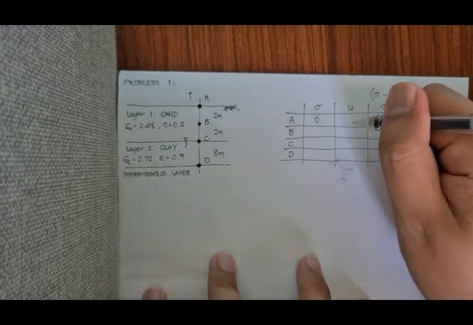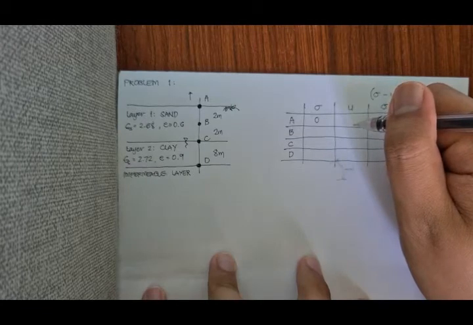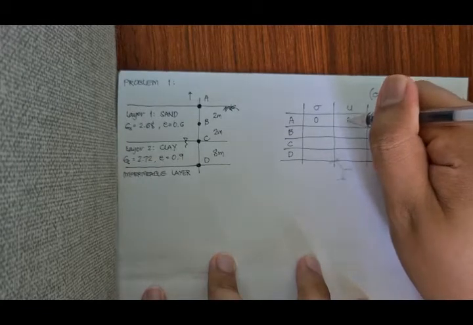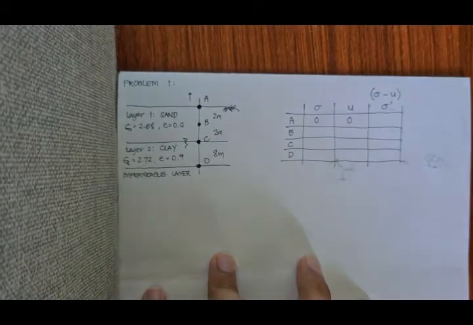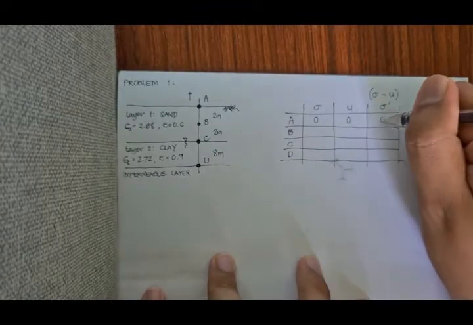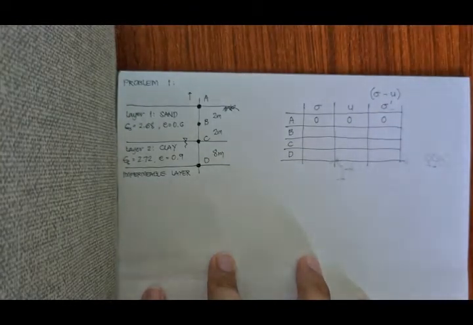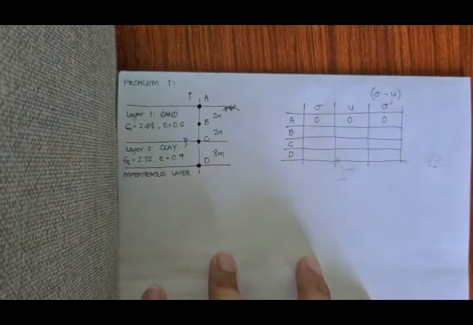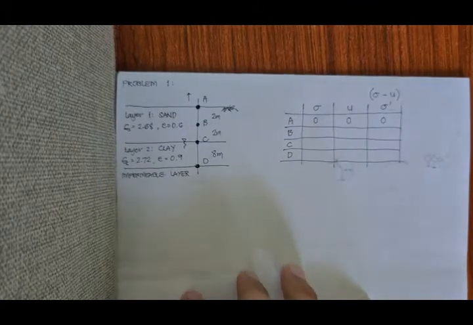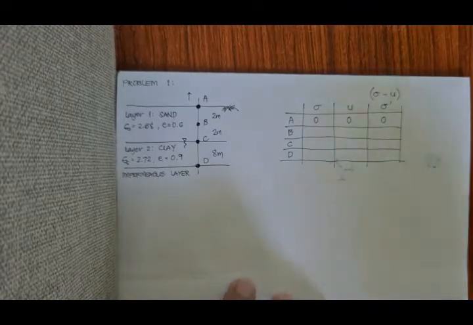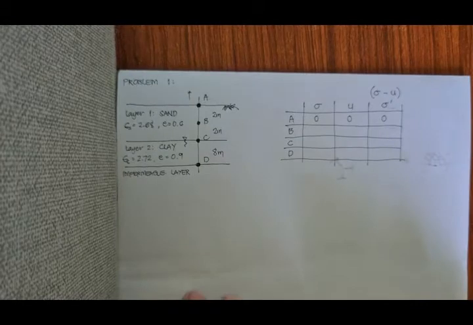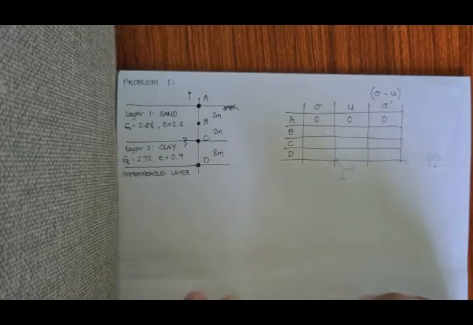In terms of neutral stress, meron ba tayong water above point A? Wala rin. So, therefore, 0 rin yung neutral stress. Therefore, effective stress is also equal to 0. So, there's none, particularly none at point A. Next, at point B. Point B is 2 meters below point A or below the ground surface, meaning to say, meron nang 2 meters thick na sand layer above point B.